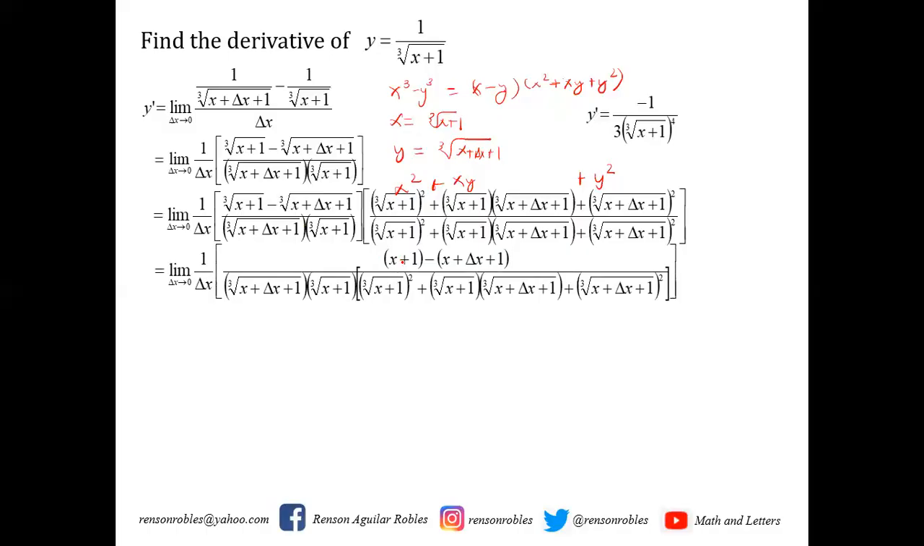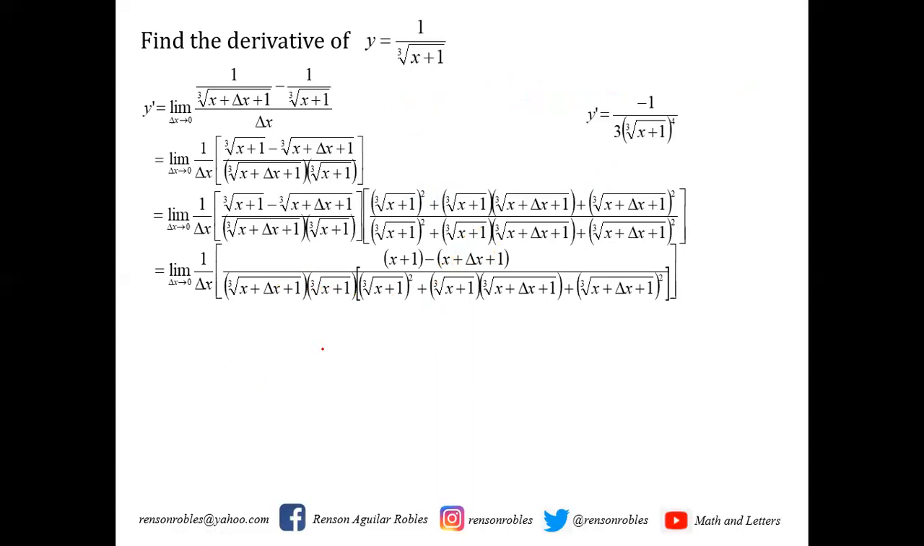So you shall now have x plus 1 minus the quantity x plus delta x plus 1. Since x is represented by cube root of x plus 1, cube root of x plus 1 to the third power will only give you x plus 1. So that's why we have x plus 1 here. And then minus, you do the same for the y. Cube root of x plus delta x plus 1 to the third power will only give you x plus delta x plus 1. And then you just copy everything on the denominator. Yeah, it's quite a little complicated, but we can do it.